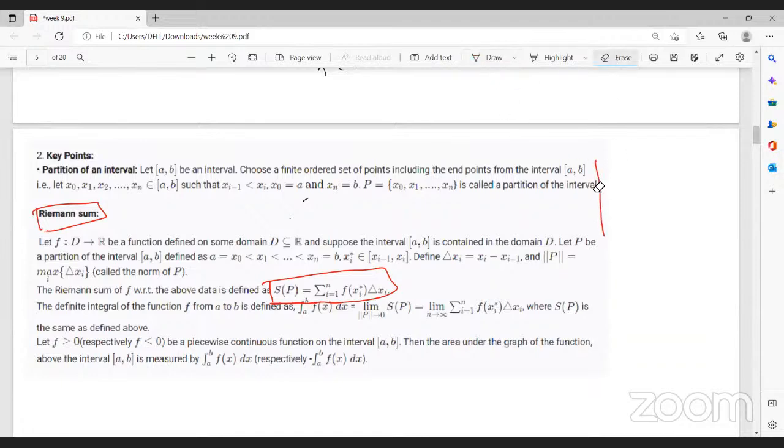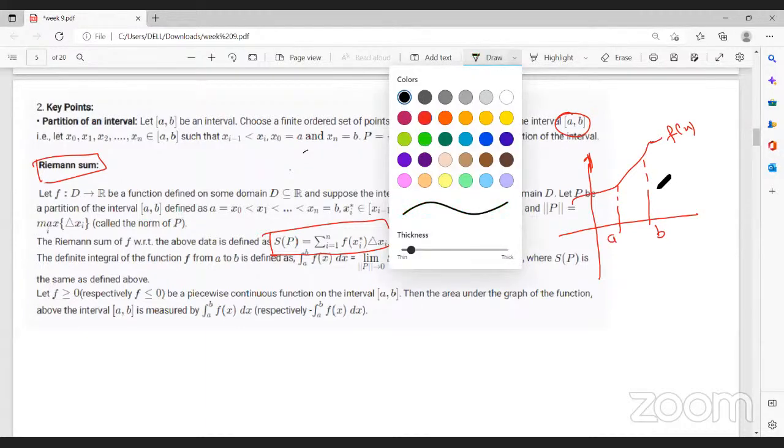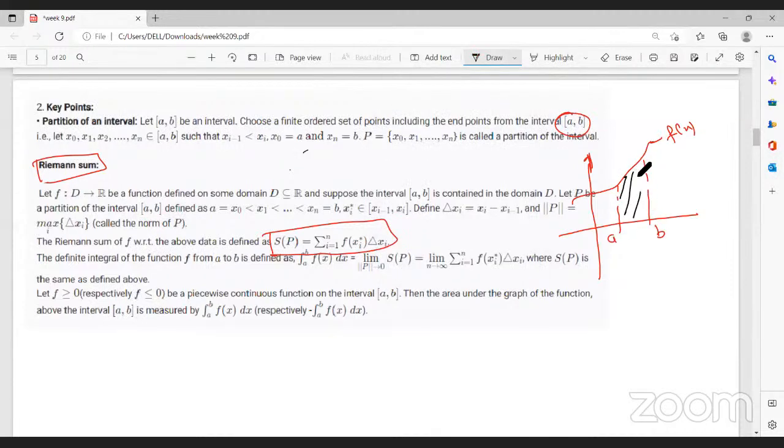Say for example, what is xi star? It is some point in an interval, xi star and delta xi. I always get confused, so I will discuss this one. So this is say f of x, and this is my a and this is my b, so we have the interval a to b. Now I have to find the area from a to b under this curve.